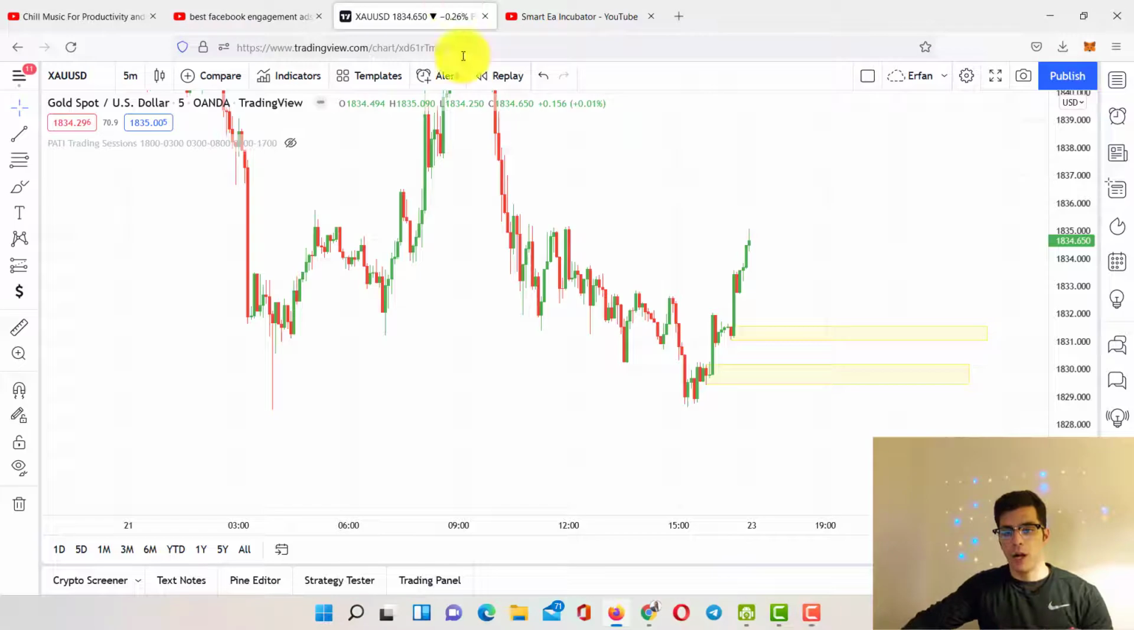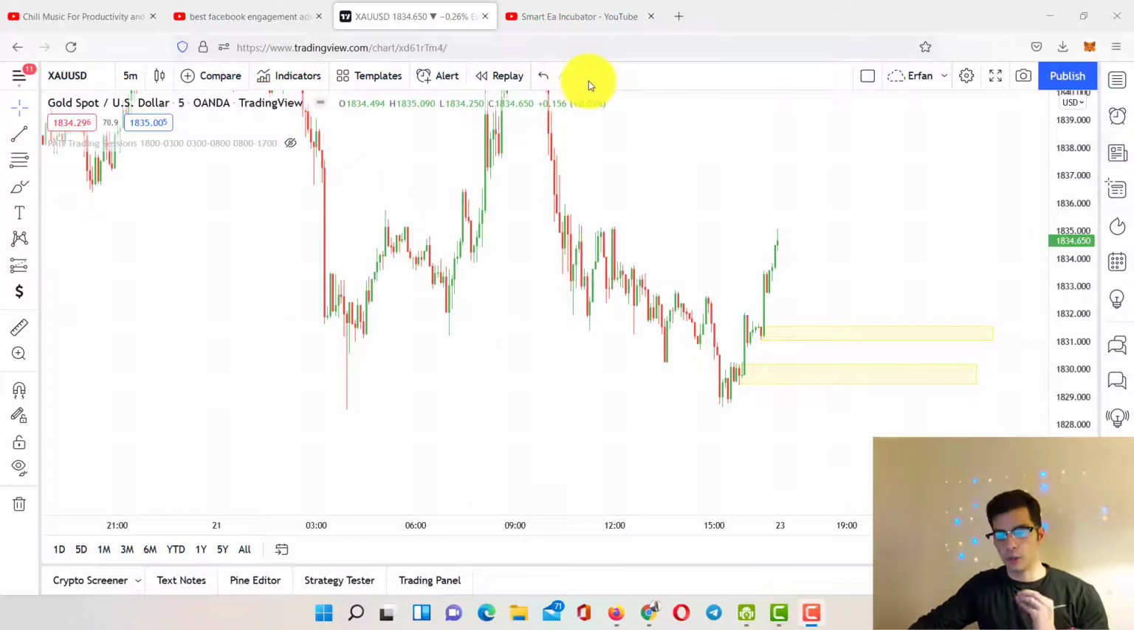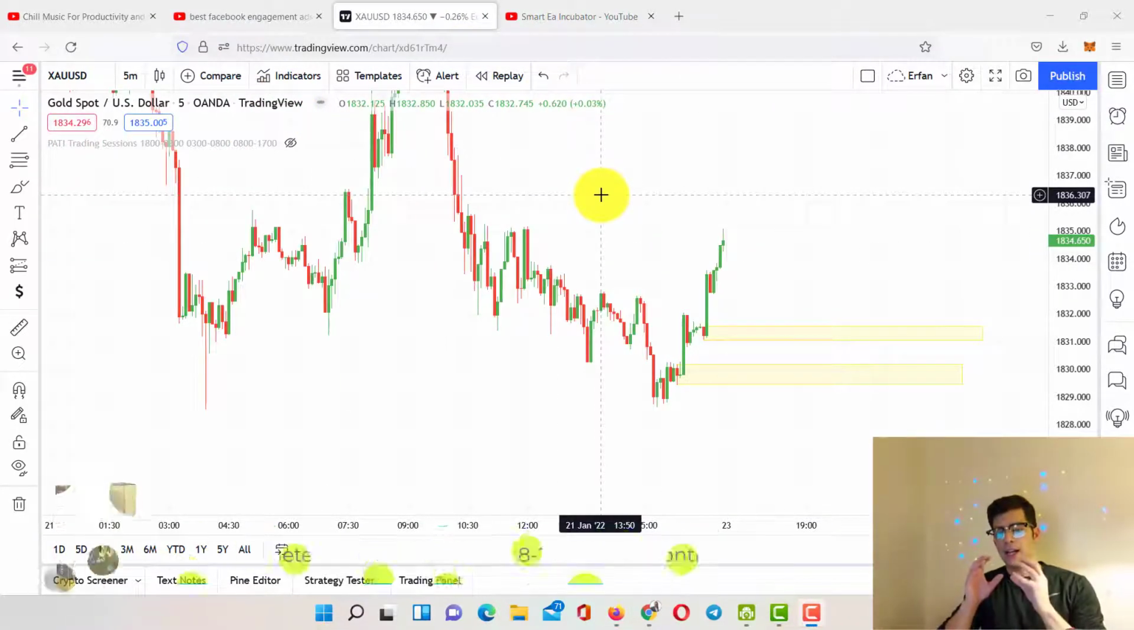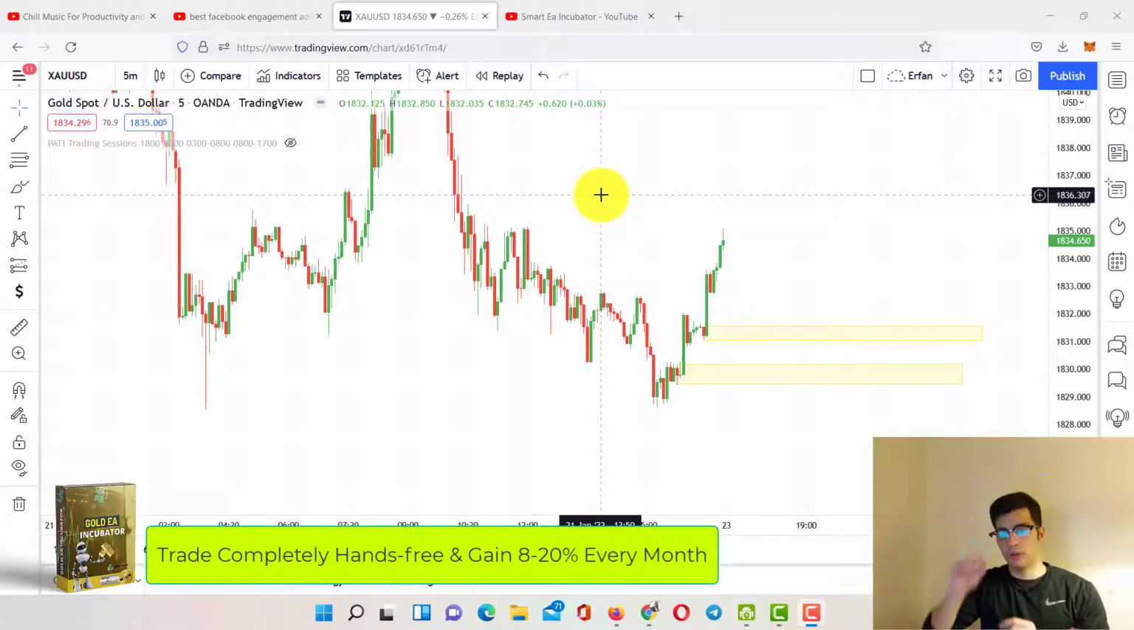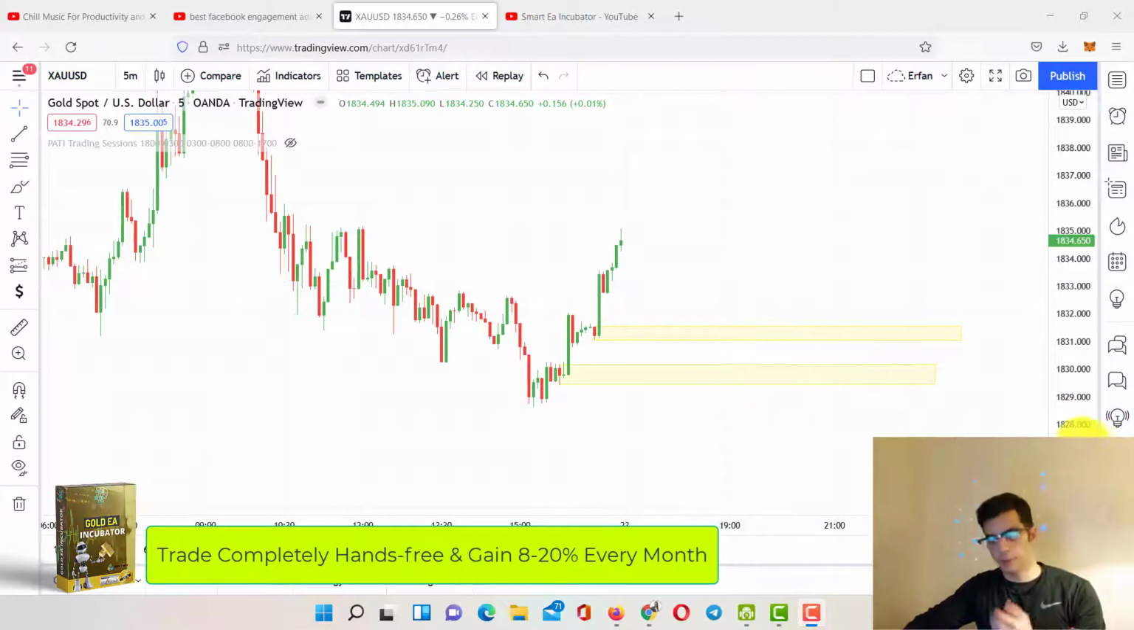So I'm in gold right now, gold 5-minute time frame, and I have two examples in one picture, as you can see right here. I didn't prepare this video, guys, to just show you all the examples. I want to do everything live on this video. It's a very short video, and I show you some order blocks, high probability ones and low probability ones.